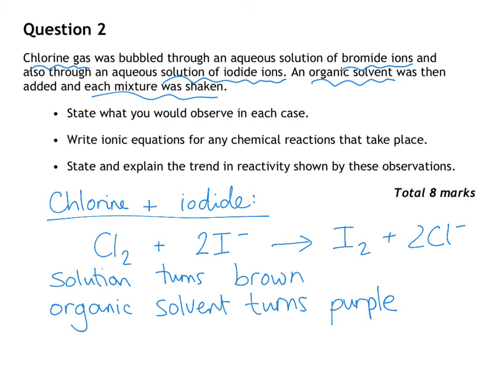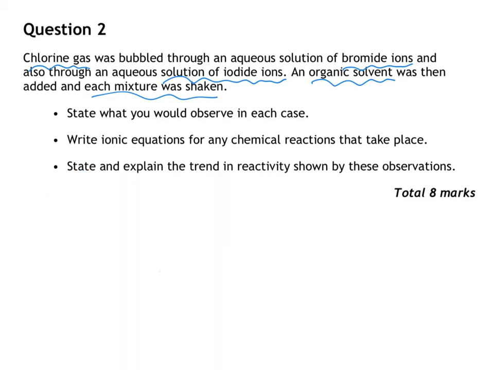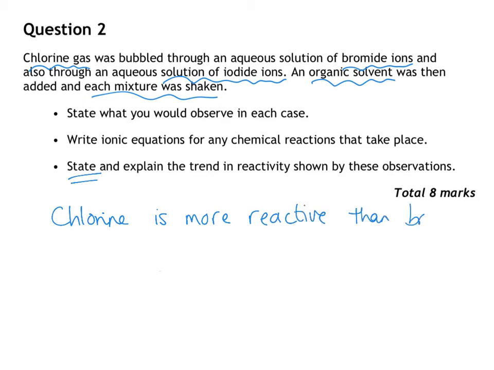So we've already got probably 2 marks for my ionic equations and then another 2 marks for each of the observations, so we've already got 6 marks. We're not looking for a massive amount of information for the last bit, state and explain the trend in reactivity. So don't forget to state the trend, which is that chlorine is more reactive than bromine and iodine, as shown by the displacement reaction.